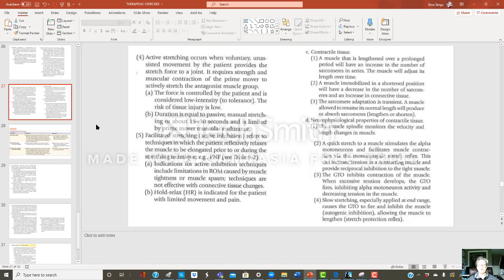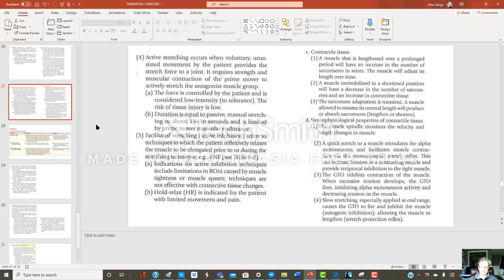Active stretching occurs when voluntary, unassisted movement by the patient provides the stretch force to a joint. It requires strength and muscular contraction of the prime mover to actively stretch the antagonist muscle group. The force is controlled by the patient and is considered low intensity to tolerance. The risk of tissue injury is low. Duration is equal to passive manual stretching, or about 15 to 30 seconds, and is limited by prime mover muscular endurance.